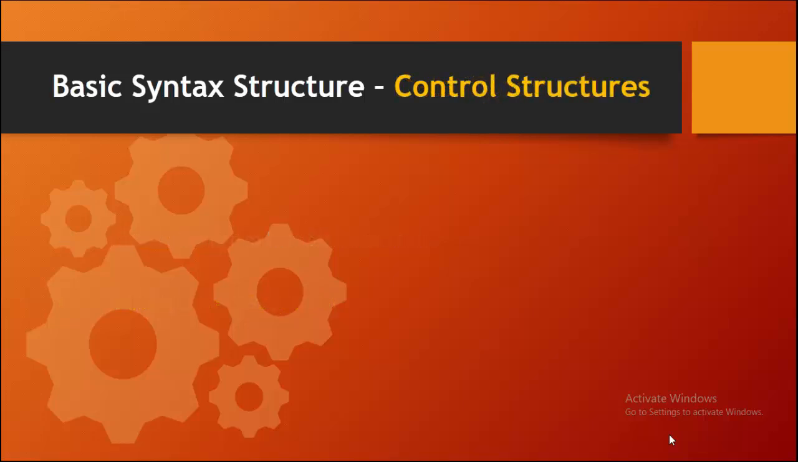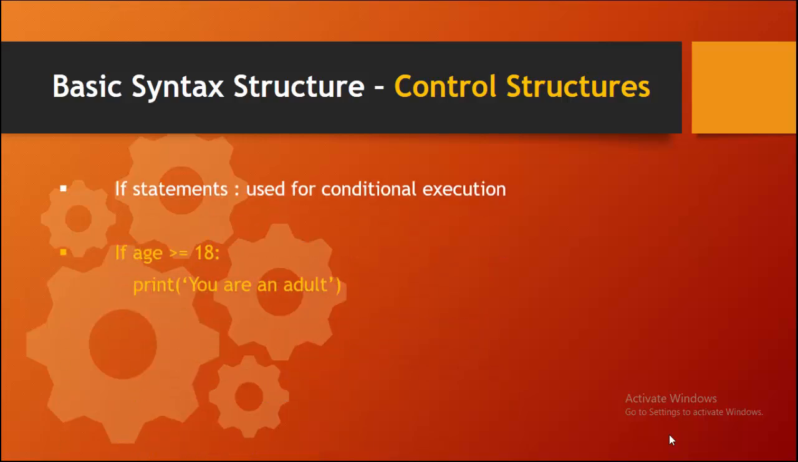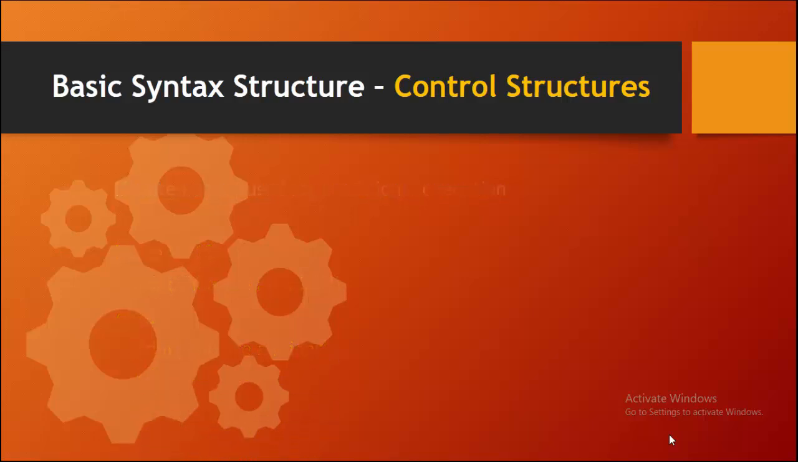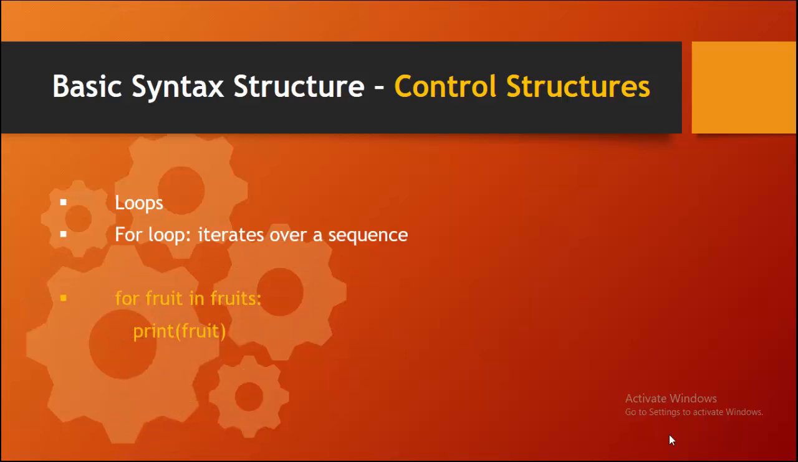Now let's explore control structures that allow you to control the flow of your programs. If statement, used for conditional execution. For example, if age is greater than 18, you are an adult, else you are a minor. Loops, which iterate over a sequence. For example, for fruit in fruits, print fruit.